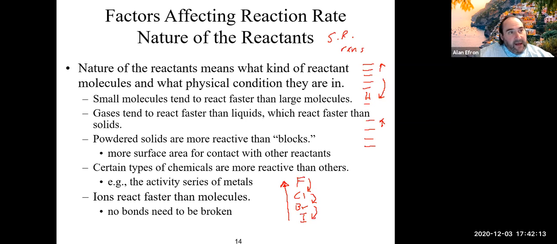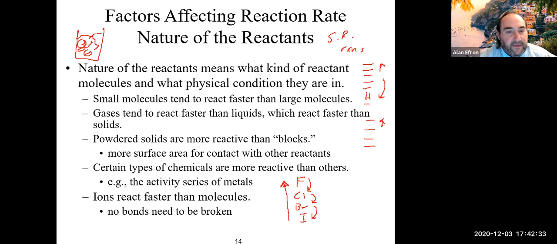Ions are usually a lot faster in terms of reaction than, say, molecules. If you have ions, you most likely have a solution. And if you have a solution and you have ions, you most likely have those guys floating around in that solution ready to react. So they're kind of good to go in that sense.